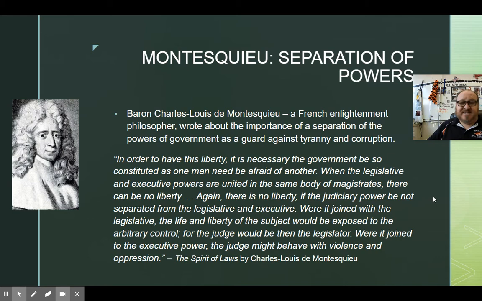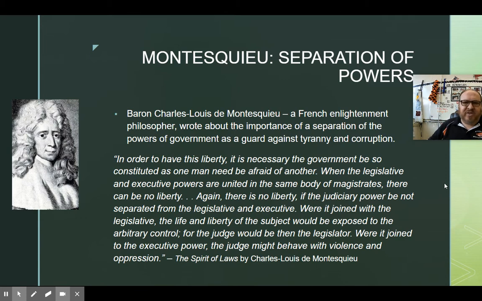And he says, exactly, in order to have this liberty, it is necessary the government be so constituted as one man need not be afraid of another. In other words, that government is created in a way in which people are afraid of each other. So the government should be afraid of its different parts. When the legislative and executive powers are united, he says, in the same body of magistrates, there can be no liberty. Again, there is no liberty if the judiciary power be not separated from the legislative and executive.